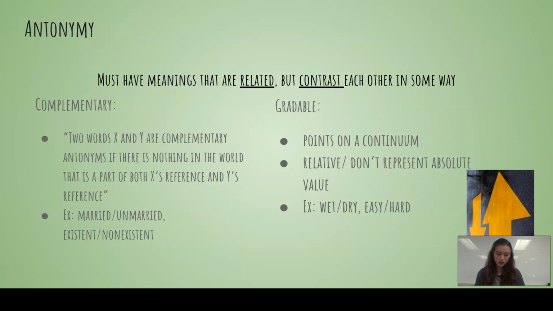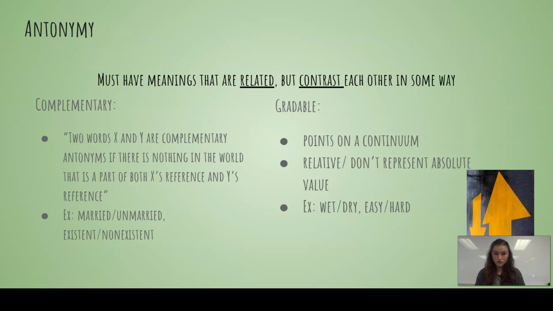A third meaningful relationship is antonymy, which means that their meanings must be related but also must contrast in some way. One form of this is being complementary, where there's nothing that is a part of both X's and Y's reference, and they cannot be both at the same time. So words such as this are married and unmarried, or existent and non-existent.